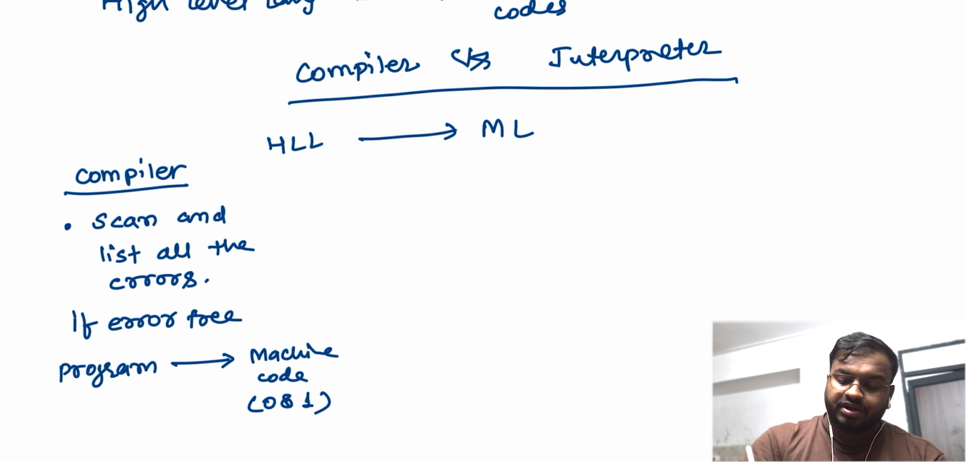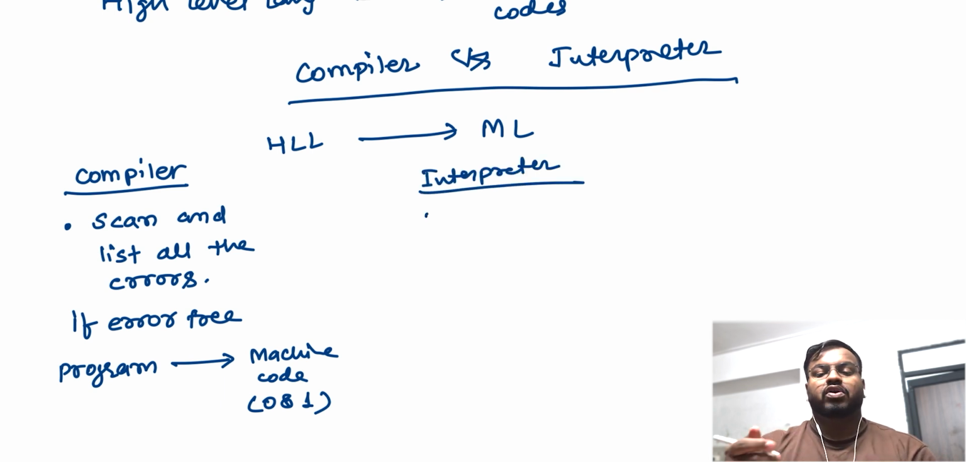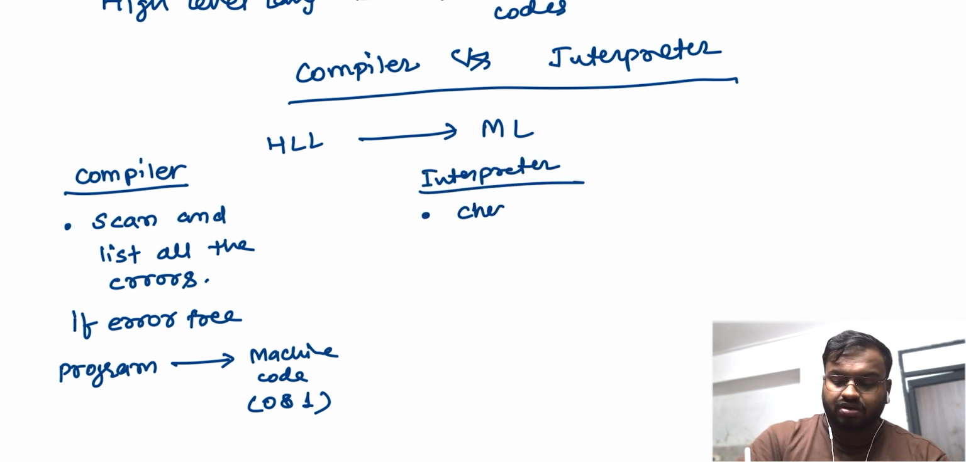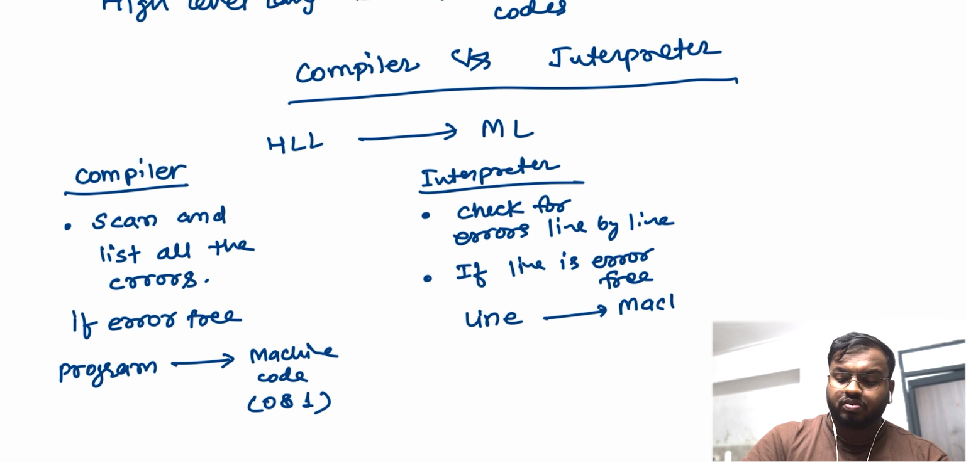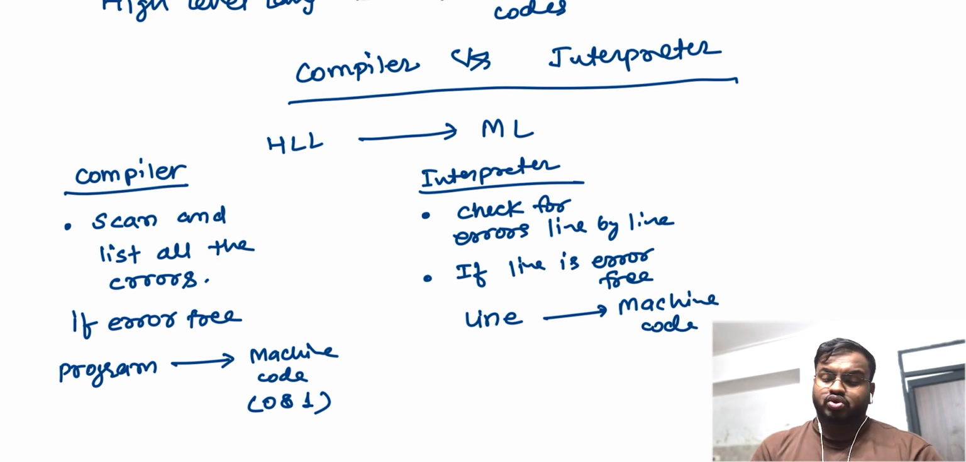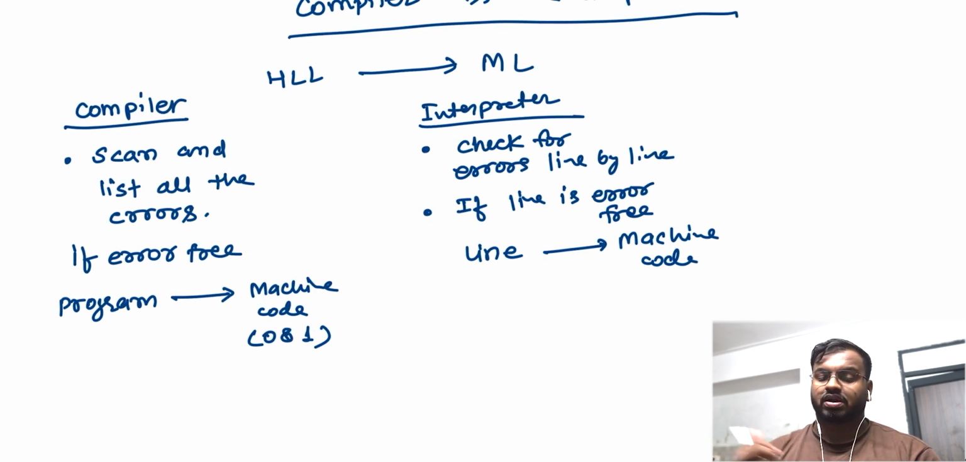But in case of an interpreter, it checks for errors line by line. And if a line is error free, then in that case, it converts that particular line to machine code, that is in 0 and 1s. So it will check for the errors line by line. And if the line is error free, the interpreter will convert that particular line into machine code. I hope the difference is clear.